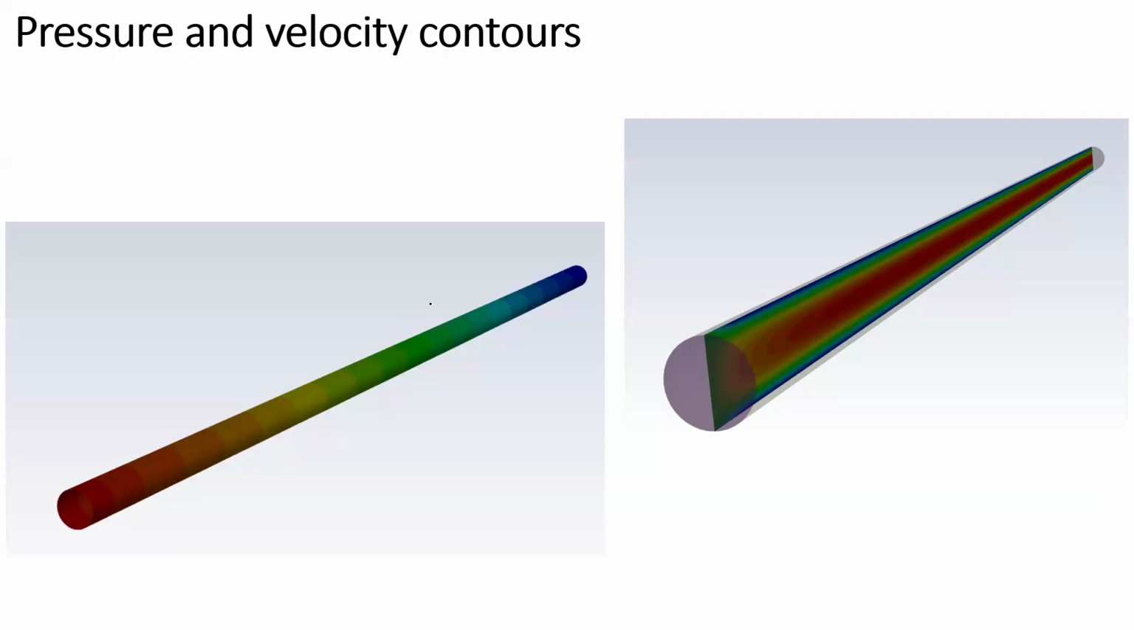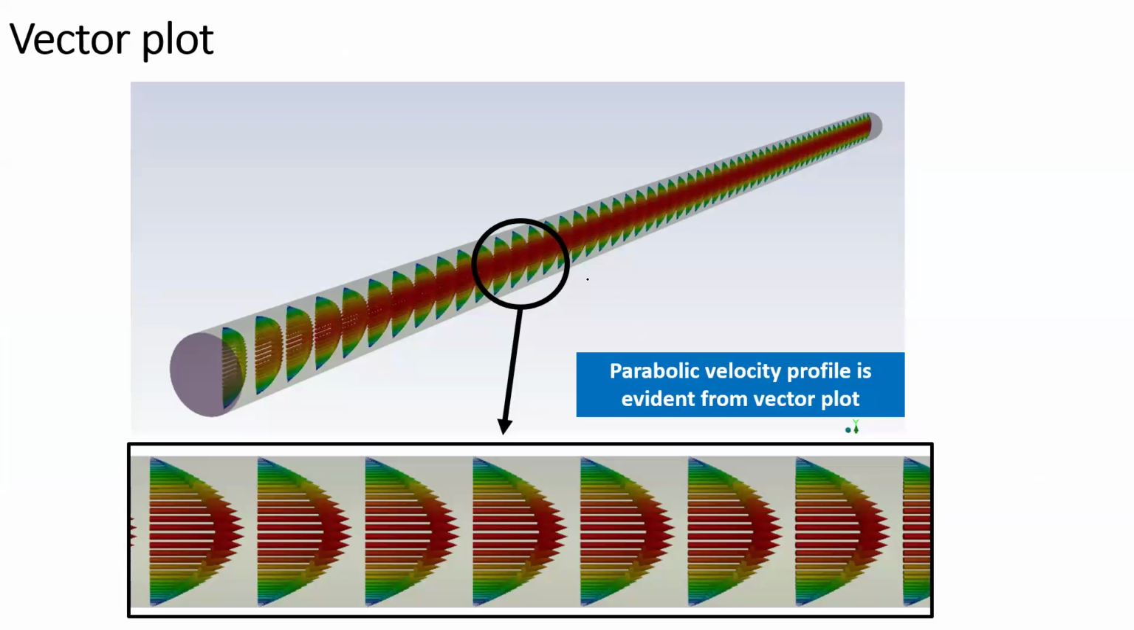And then we have these pressure contours and these velocity contours. And you can see that maximum velocity is happening in the center. And then we have the velocity vectors, and if you see this portion, you can see that this is confirming the parabolic velocity profile, like the profile shape you see in the books.